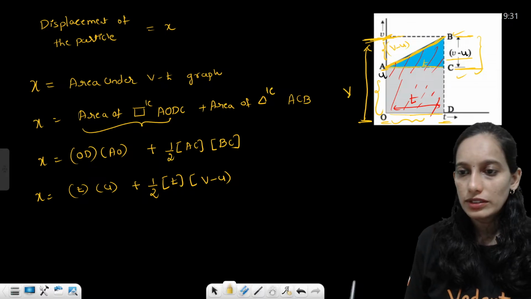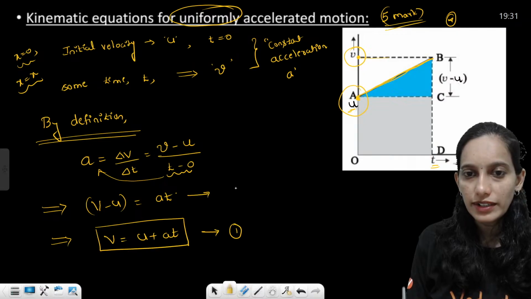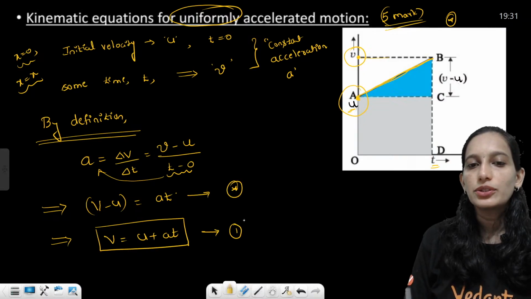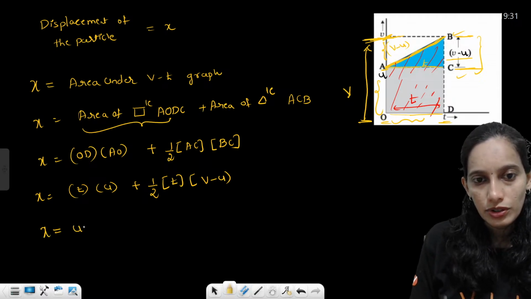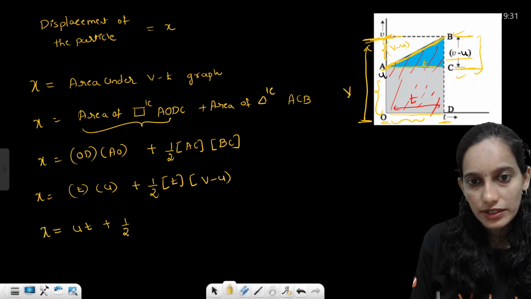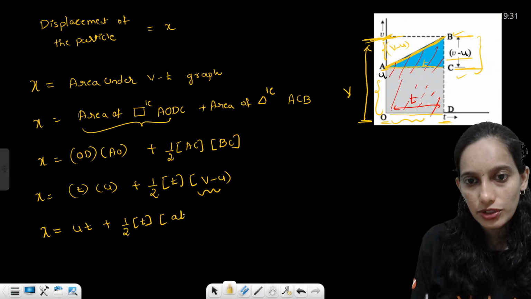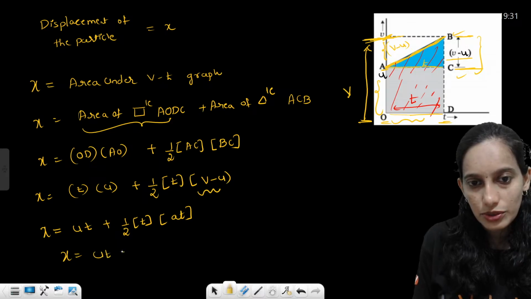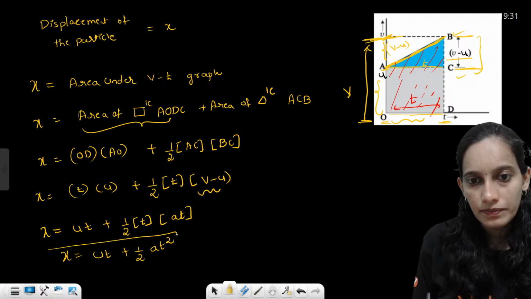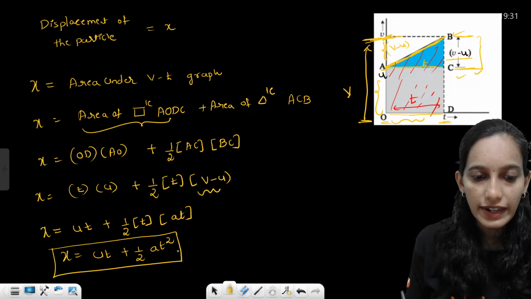Now let's do a simple substitution from this equation. V minus U can be substituted as A into T. So what do we get? X is equal to U into T plus half into T into V minus U, which can be substituted as AT. This will give us our final equation: X is equal to UT plus half AT square.